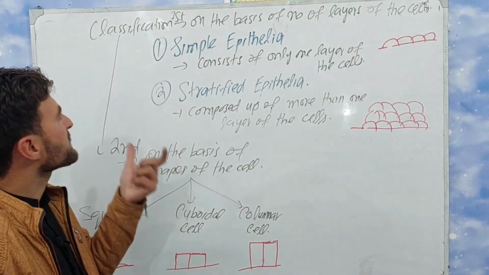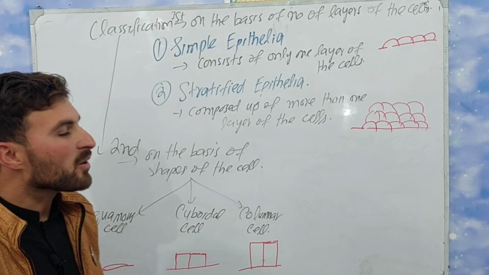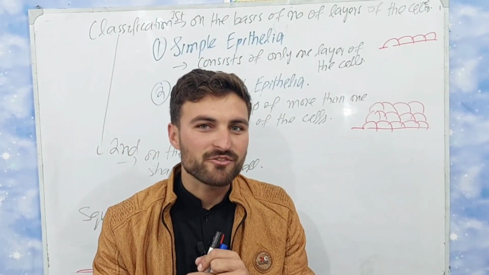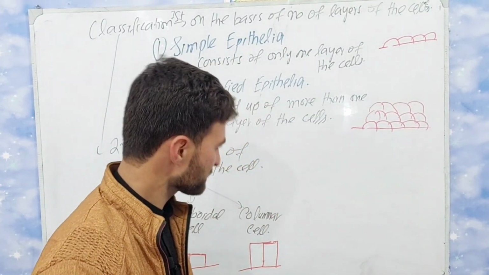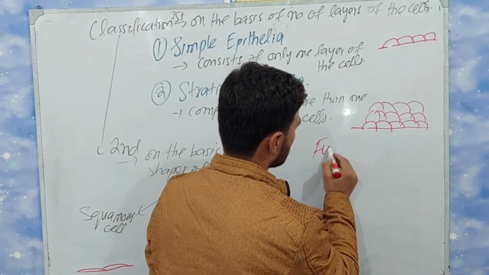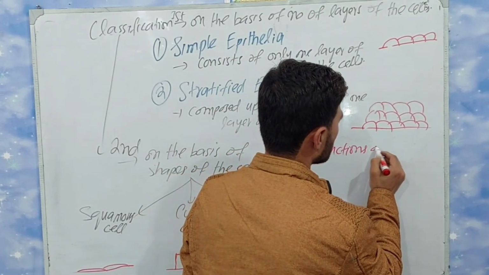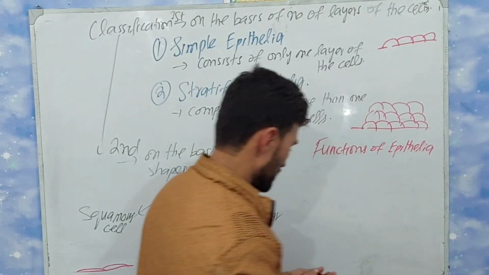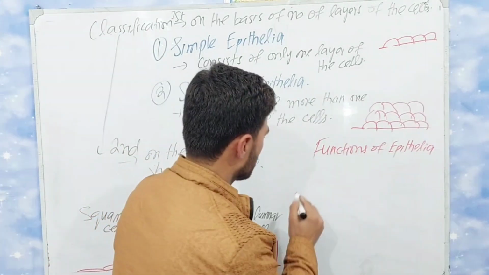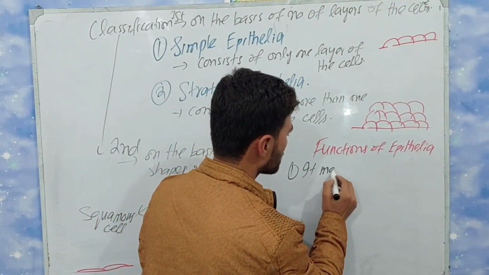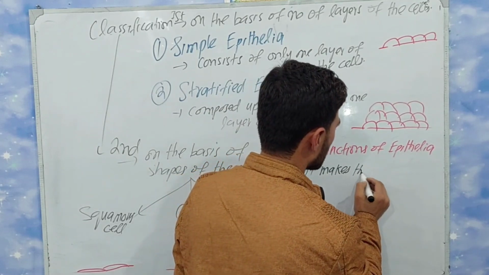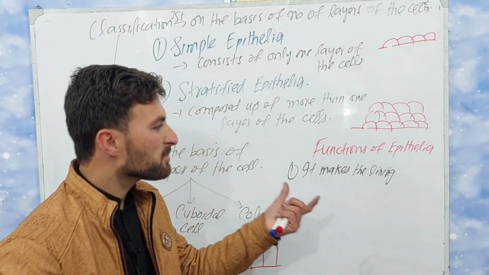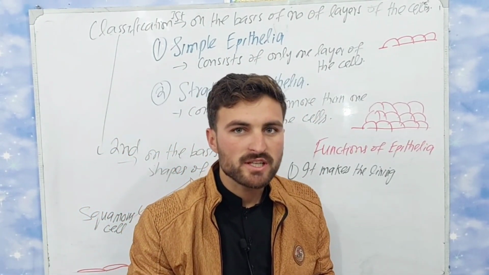After discussing the classification, now let's proceed to the last section of the video, and that is the functions of epithelia. So the first function is that it makes the lining. This epithelia makes the lining.